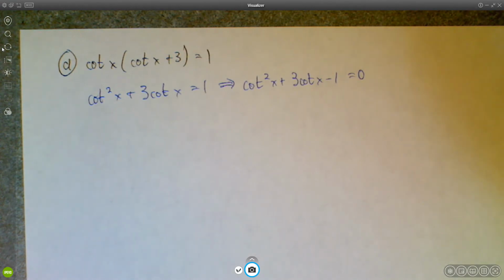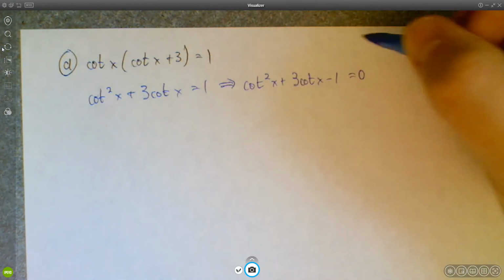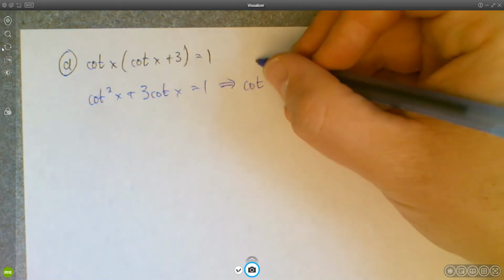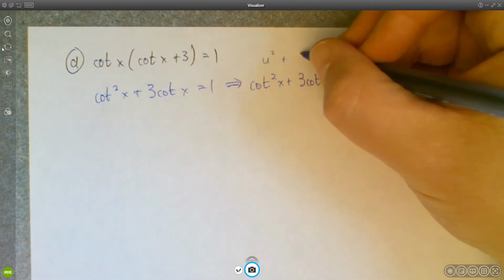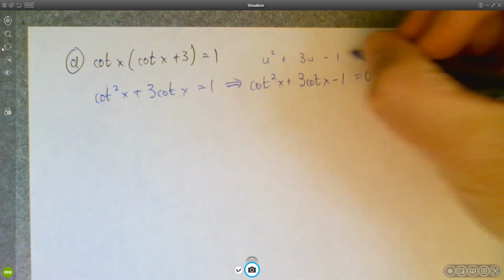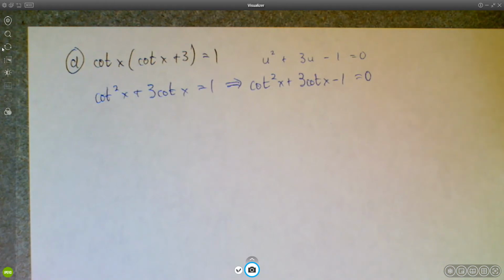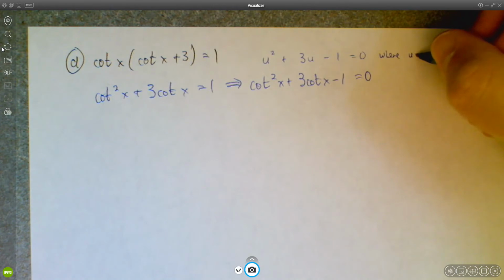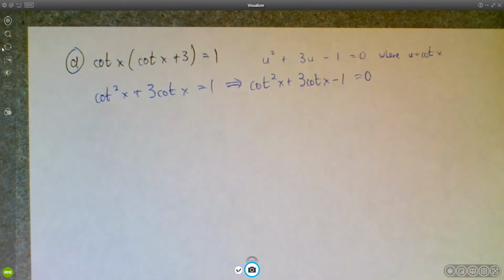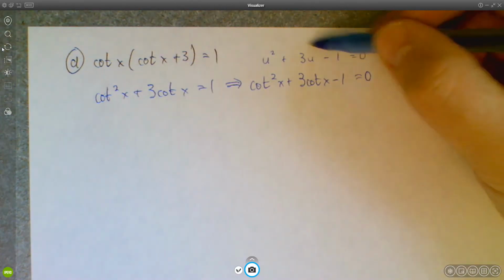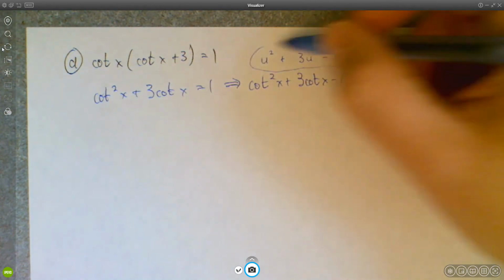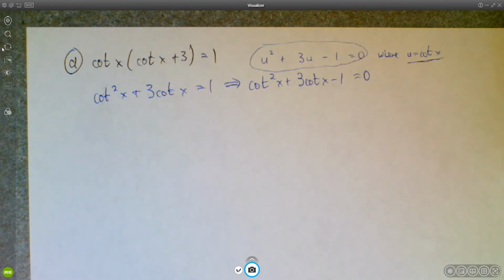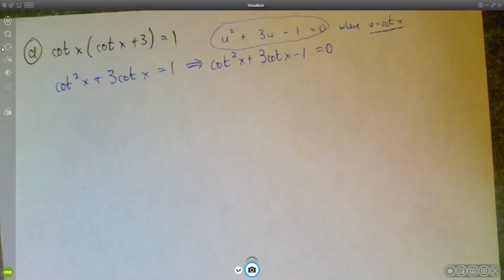Well, notice that this is quadratic in form, right? If we said let u equal cotangent x, then what we would have here is u squared plus 3u minus 1 equals 0, where u equals cotangent x. So if we can solve this equation for u, then we can go ahead and back substitute u equals cotangent x. So that's one way that you could do it.